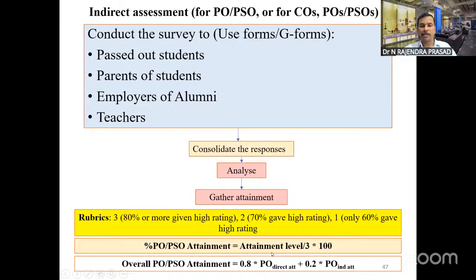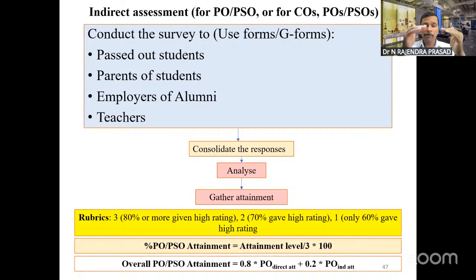So PO, PSO attainment level, what is that? Whether it is 3 or 2 or 1, divided by 3, that is the maximum. Highest capping is 3. According to the rubrics or the responses given, it may be 3 or 2 or 1. So 1 by 3 into 100, 33.3%. So indirect assessment is only 33.33%. This is how indirect assessment will be.